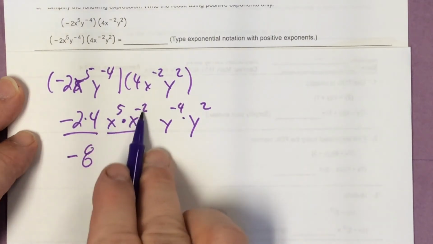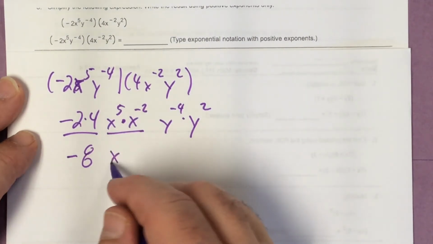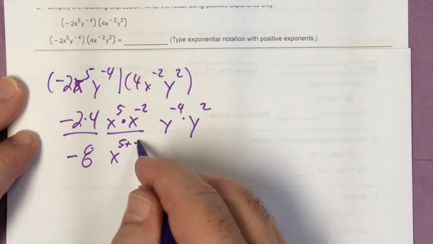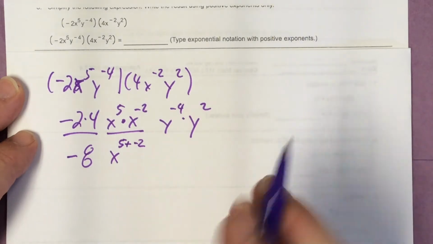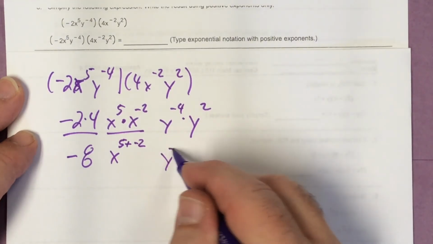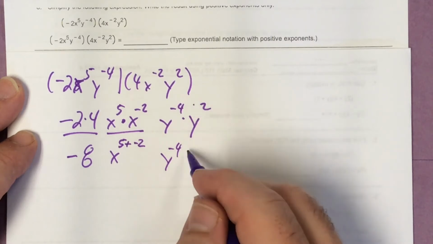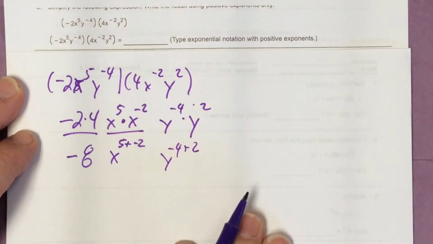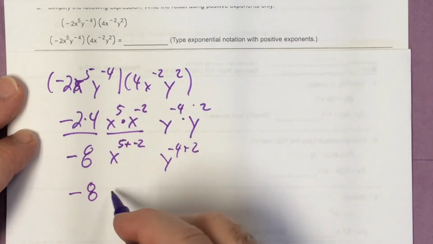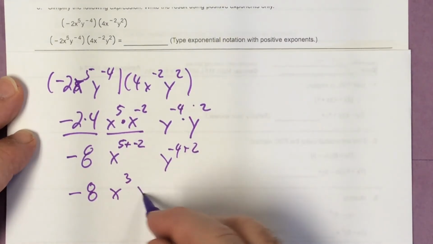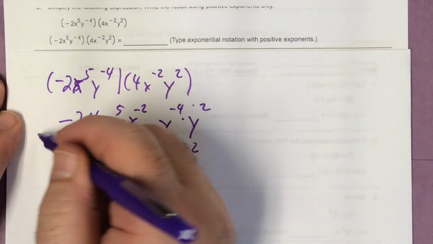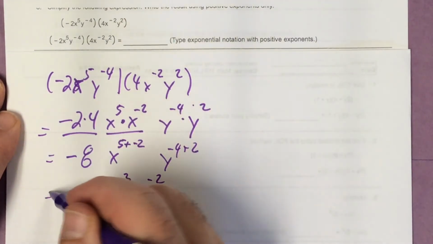So this is going to be 5. Remember, we add these. So this is x, 5 plus, what are we adding? Negative 2. You can type that in the calculator, be sure to get an answer, unless you're good with your integer rules. This is going to be negative 4, again, plus 2. So once we have that work done, this will give me negative 8 x to the 3rd, y to the negative 2. That should be like our final answer to that, except we have a negative here.